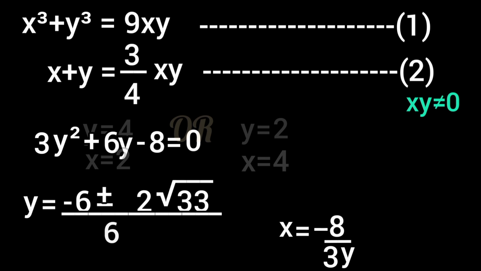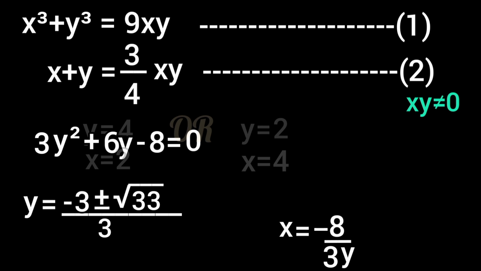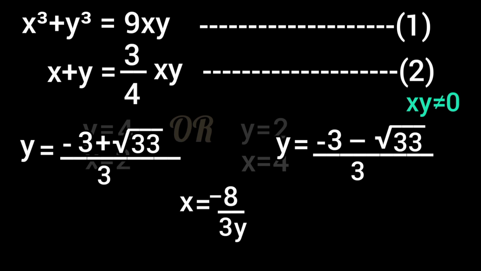We can now factor 2 out in both the numerator and denominator, and then divide out to have that y is either minus 3 plus square root of 33 all over 3, or that y is minus 3 minus square root of 33 all over 3. And to get their corresponding values of x, we just have to plug in each value of y in its equation for x, and then solve to get the value of x.